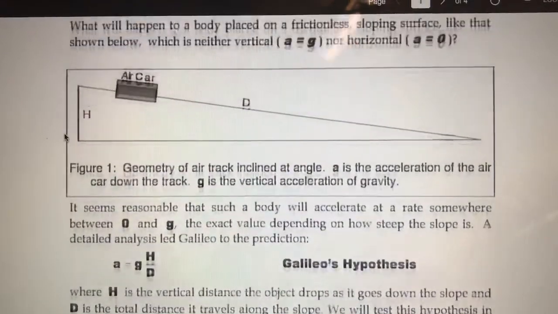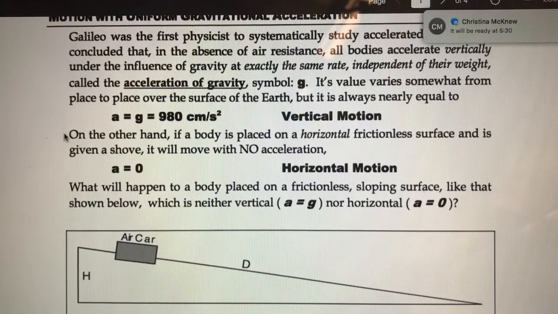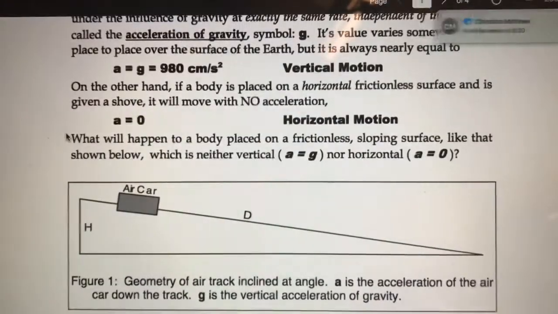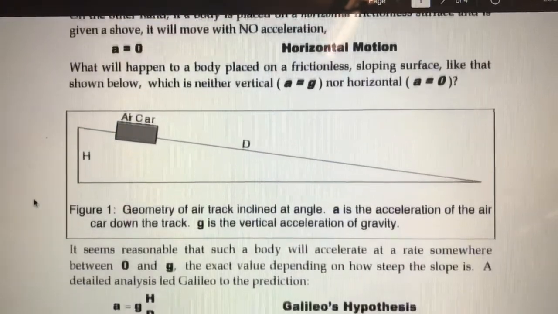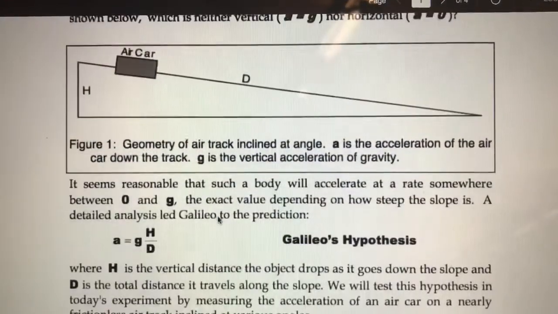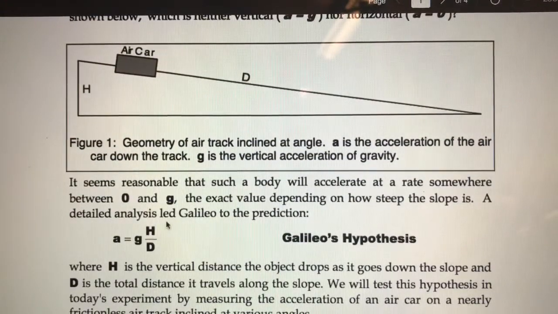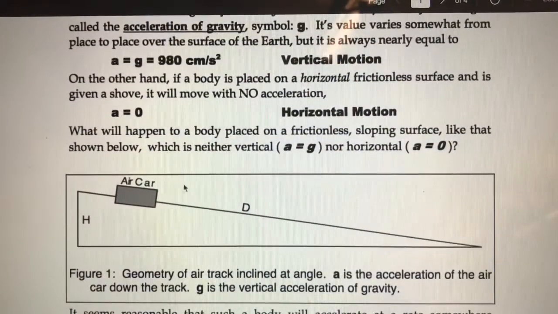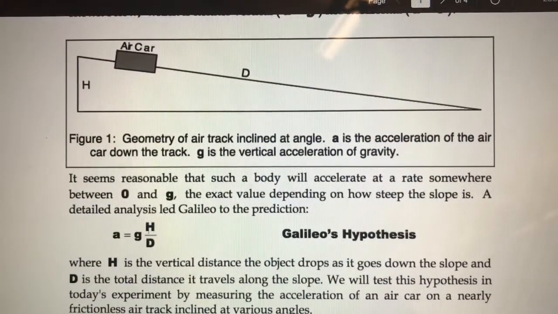And this checks out with these two examples because if h is 0, then you have horizontal motion, and a is going to be g times 0 over d, which gives us an acceleration of 0. And if h is equal to d, because this is a right triangle, that means that basically it's going straight up and down, and so then you have a equals g times 1, so the acceleration would be equal to g if it was going straight down, which makes sense and checks out because that's what happens if you drop something.